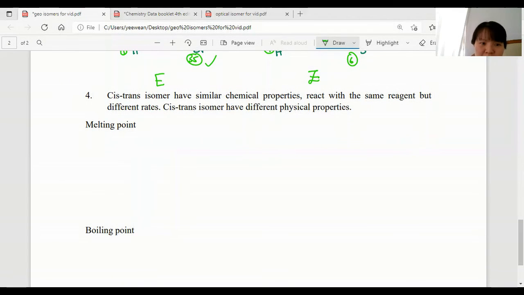The cis trans or E/Z isomers, they've got similar chemical properties, but it's possible that they're different as well. They react with the same reagent, but with different rates of reaction. And they would have different physical properties like melting and boiling point. I'm going to draw the cis and trans, one of the more simple ones, like 1,2-dichloroethene here, to demonstrate the melting and boiling point. Let me draw that first.